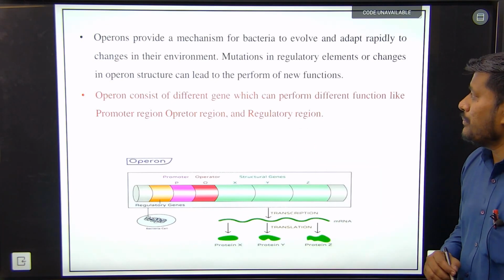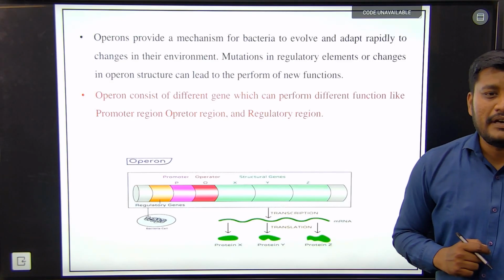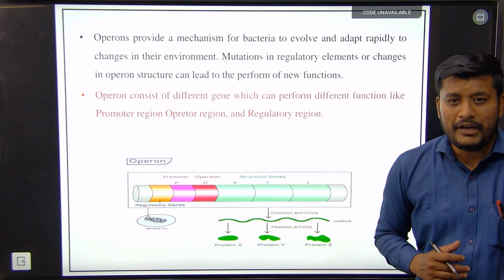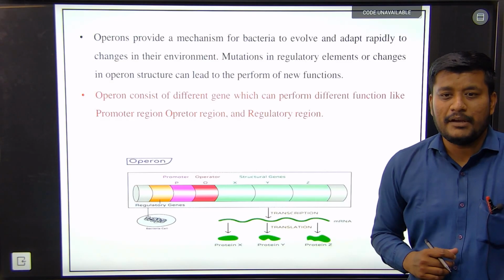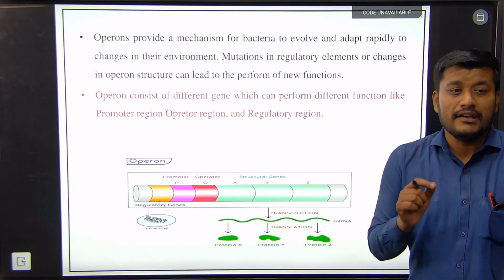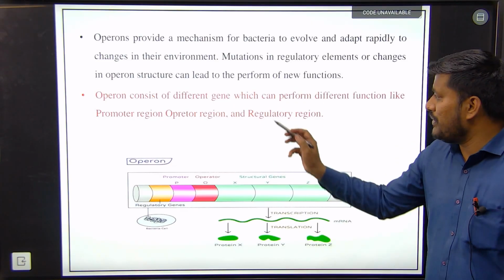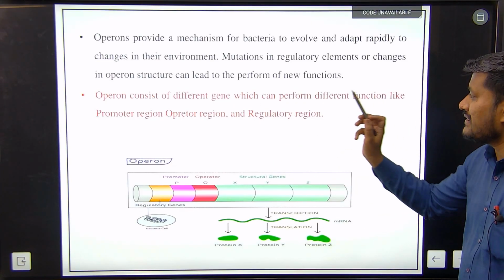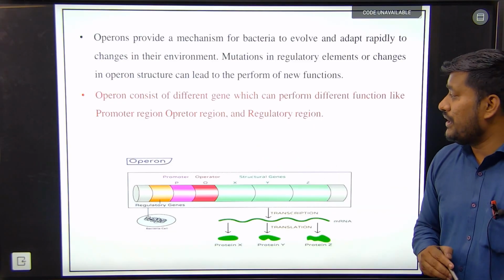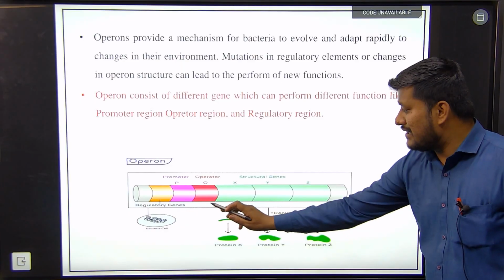So operon provides a mechanism for bacteria to evolve and adapt rapidly to changes in their environment. Mutation in regulatory elements that changes the operon can lead to or provide a new function in the bacterial cell. Operon consists of different genes which can perform different functions like promoter region, operator region as well as a regulatory region. So in the diagram we can see that clearly.